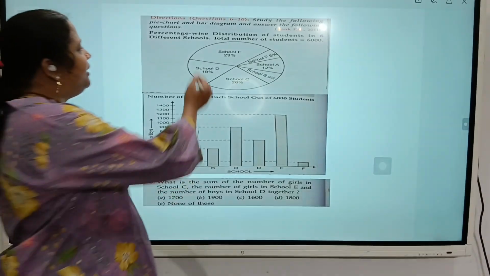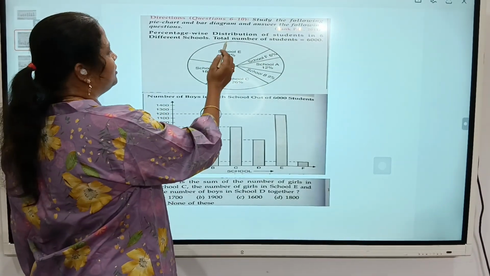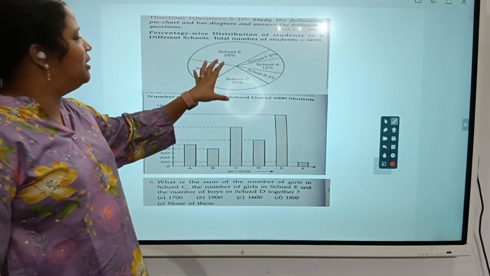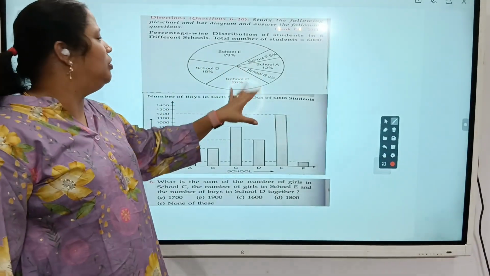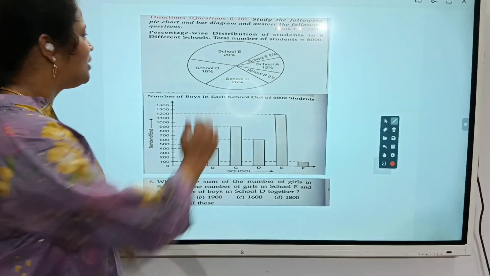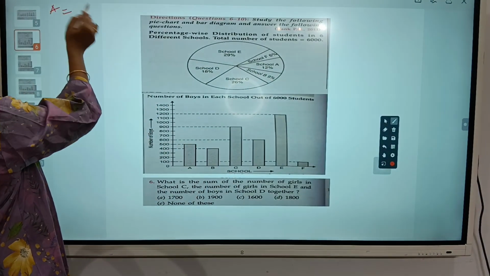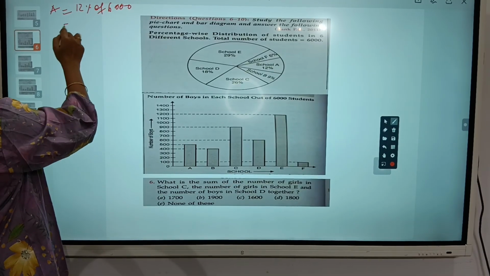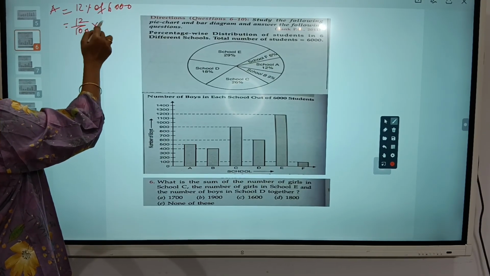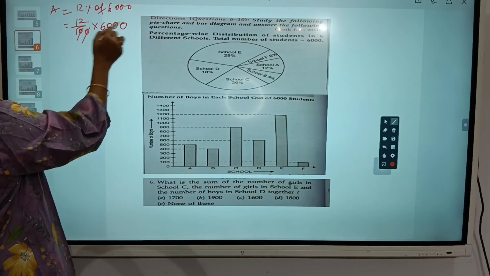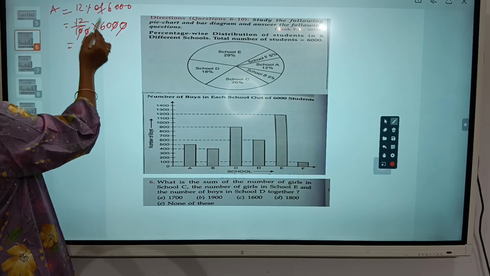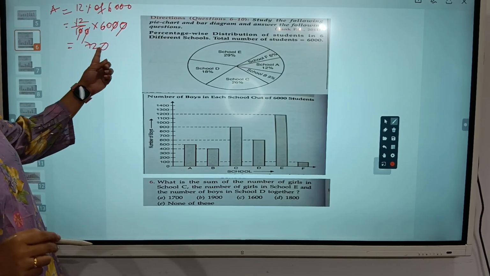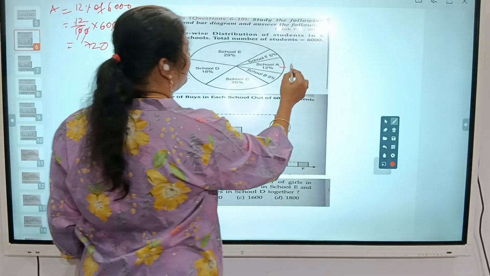In the first case, the distribution of students in 6 different schools, the total number of students is given as 6,000. By the pie chart we have to find how many students are in each school. From A onwards we will do. In school A, how many students are there? 12% of 6,000 means 12 by 100 into 6,000. The zeros cancel, so 12 times 6 is 72, giving 720. So the number of students in school A is 720.